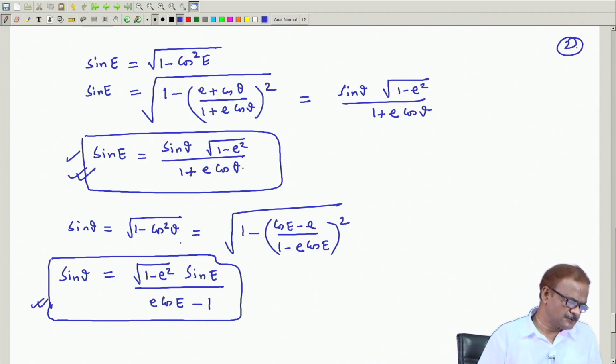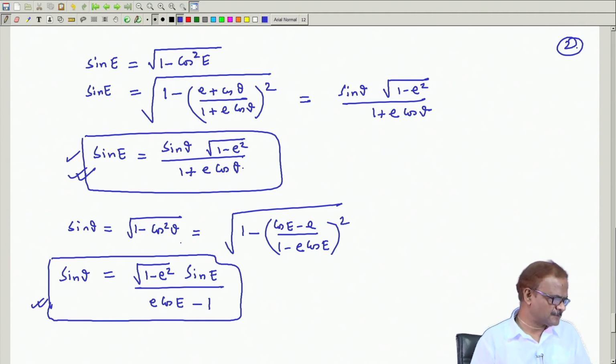Therefore, based on this you can write the relationship for R also, which I am not going to do, because it will be mere repetition of what we have done earlier. So, we skip that step here in this place.